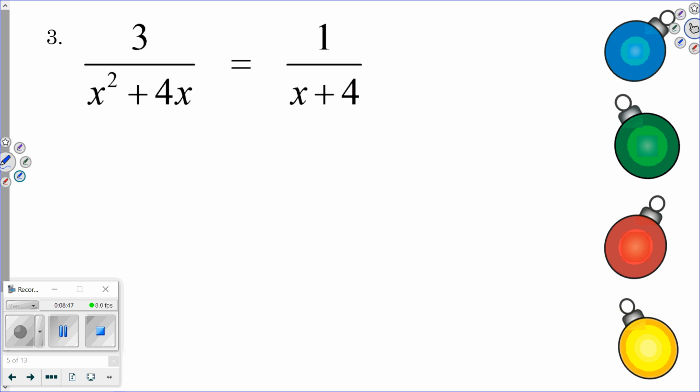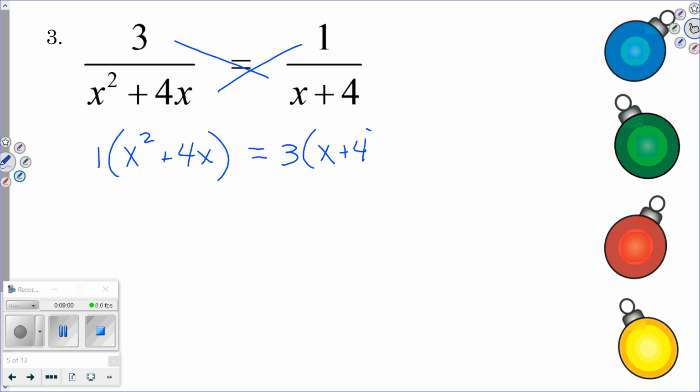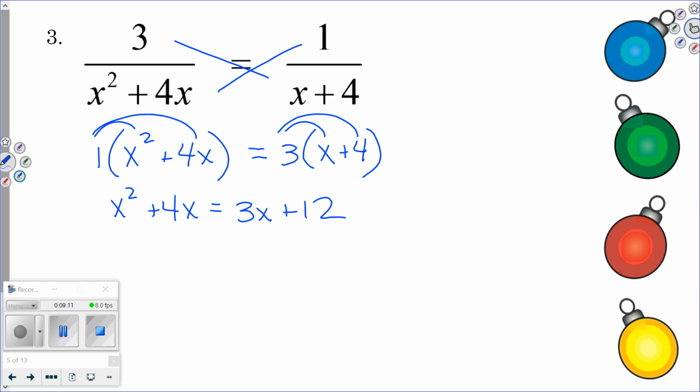All right, guys, let's go ahead and go through step by step. We'll see how we did. So cross multiplying, again, does not matter which way you go first. And then don't forget the equals before you cross the other way. We will distribute, so we get x squared plus 4x equals 3x plus 12.